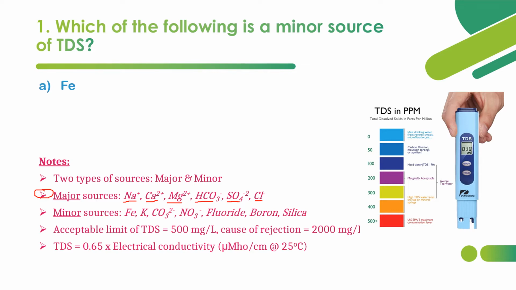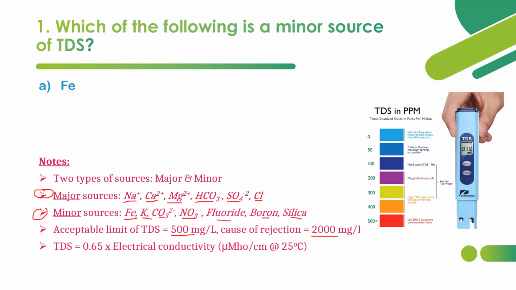And what are the minor sources? Iron, potassium, carbonate, nitrates, fluoride, boron, silica. These are minor sources, so iron is a minor source for TDS. And what are the other important points? The acceptable limit of total dissolved solids in drinking water is 500 milligram per liter, and in no case can it be more than 2000 milligram per liter.